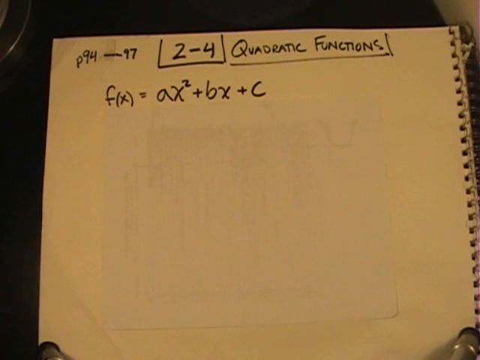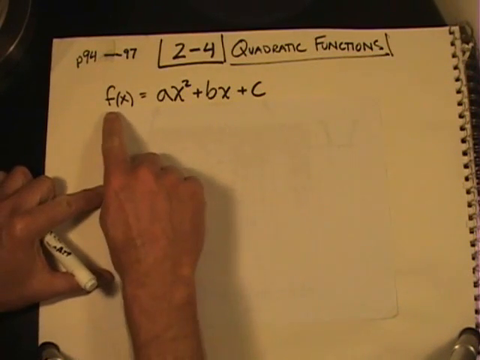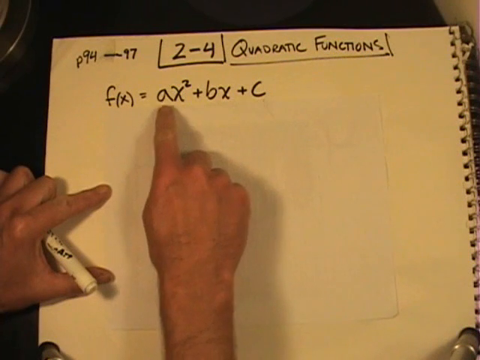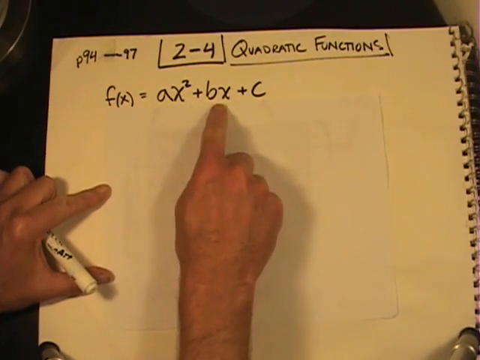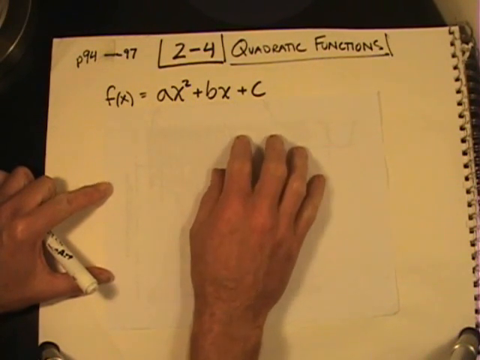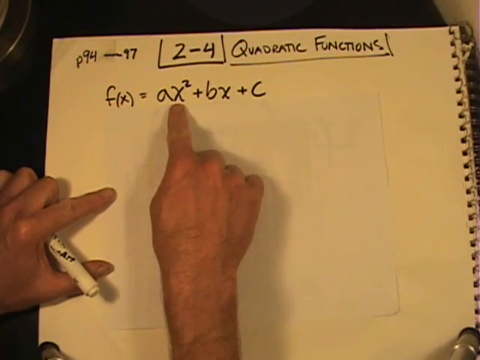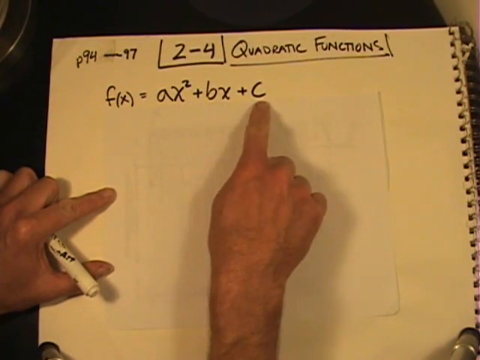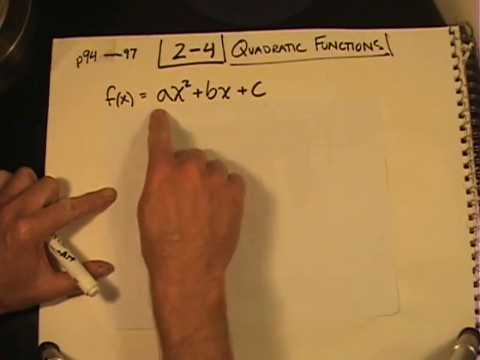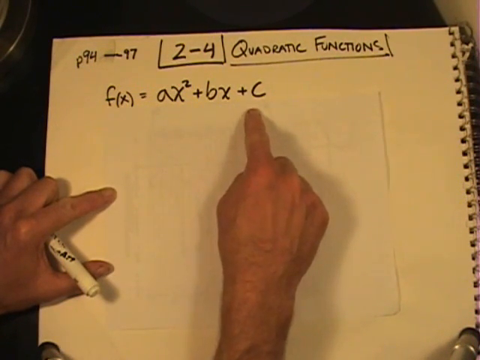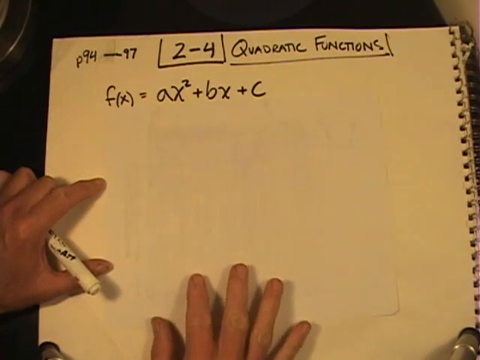Okay, we've come to 2-4 quadratic functions. It's pretty straightforward. You've done this in IM2. You should know that the basic form for a quadratic is ax squared plus bx plus c. That's called standard form, and we always write it in descending order with the x squared first, then the x, then the constant term.